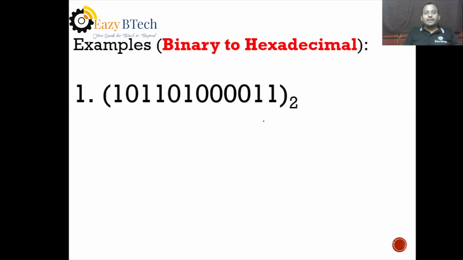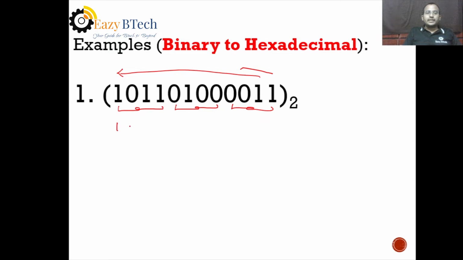So this is the binary number that is given to us. It is having only the integer part, no fractional part. So we have to scan the number from right to left, and we have to group 4 bits at a time. That is the difference here. So total 12 binary bits, so we have grouped them into 3 groups.